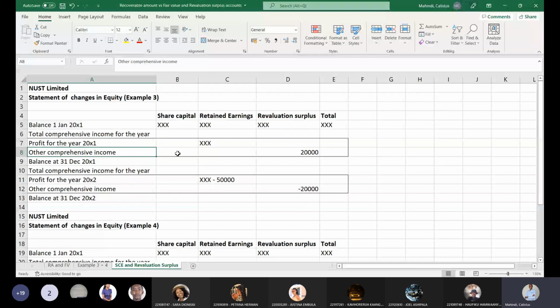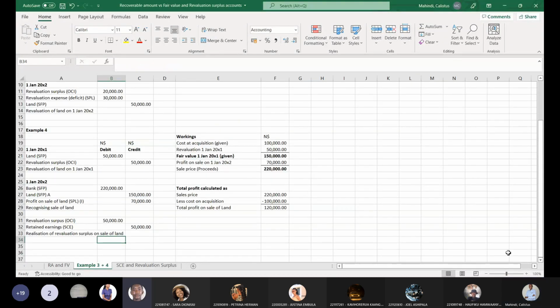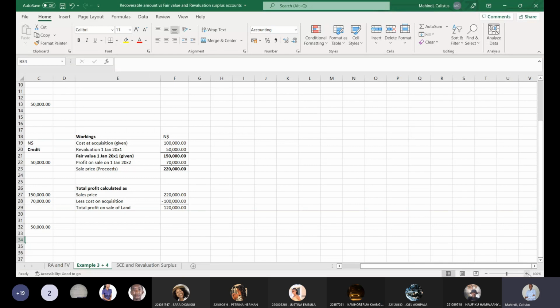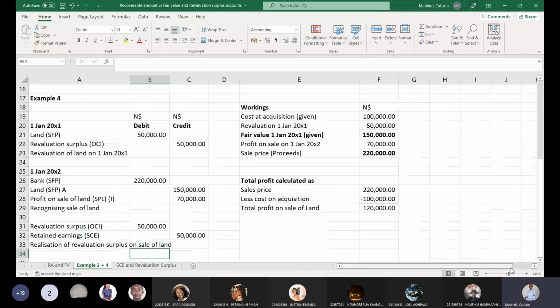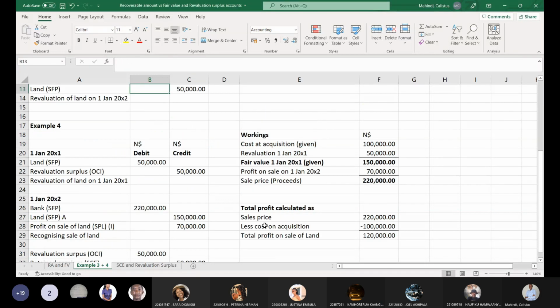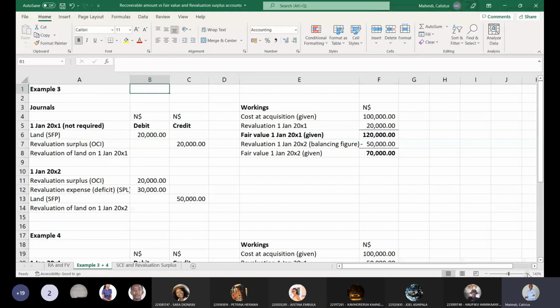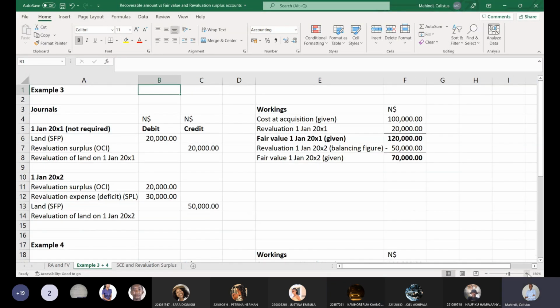our journal entry. Let me go to the journal entry. This is the journal entries that we just did. Okay. So for 20X1, this is what we did. We debited the land and we credited our revaluation surplus, which is a component of OCI.